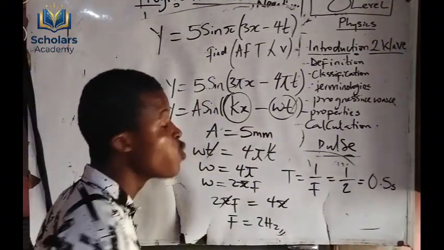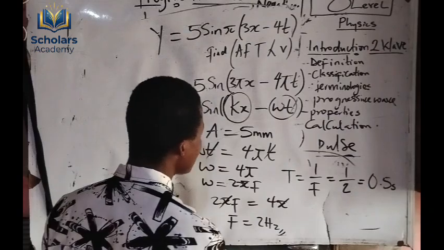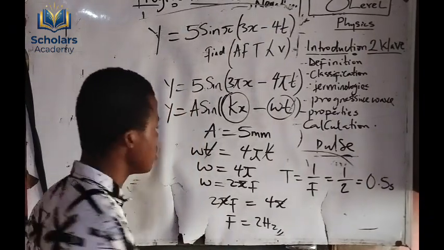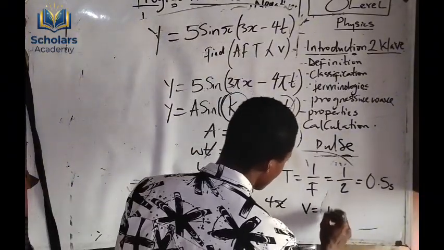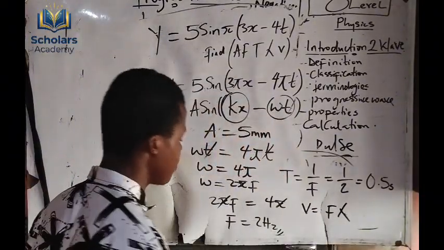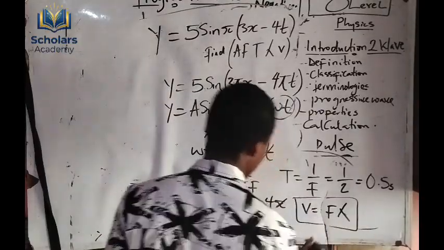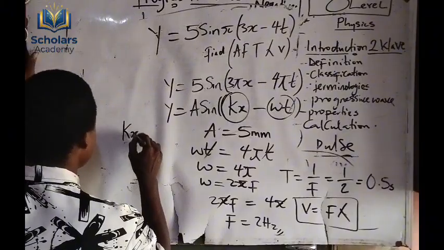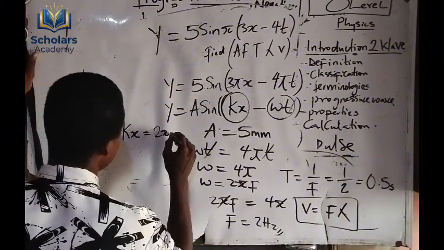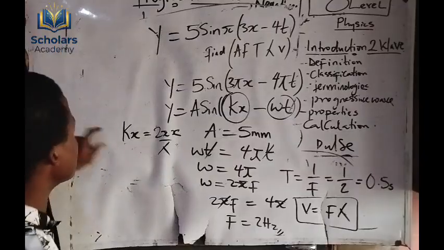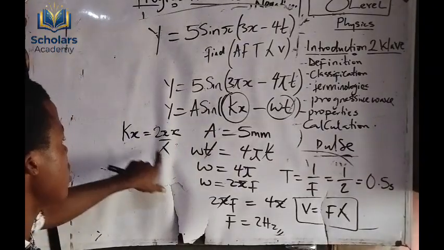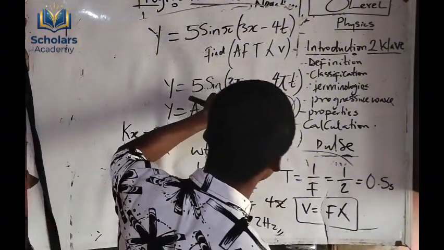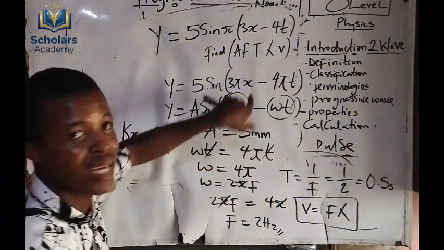What's the next thing? We expect to look for the wavelength. Now to look for wavelength, there's a relationship between frequency, wavelength and velocity. So velocity equals frequency times wavelength. We are still coming back to this. Now, we are meant to look for the wavelength. Look at this kx. k equals 2 pi over lambda. If I remove x, k equals 2 pi over lambda. So in our question here, our k is 3 pi, if you remove x.